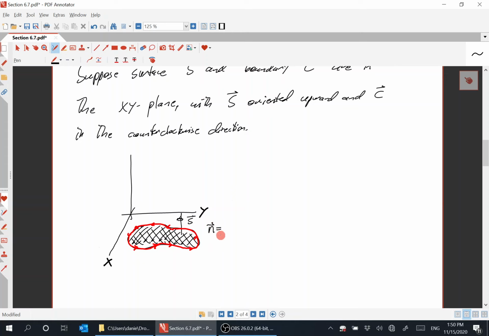Notice that the unit normal vector in this case is just 0, 0, 1. That's the vector that's perpendicular to the surface and it has unit length. Perpendicular to the surface is just in the z direction. So in this case, F is just equal to P, Q, R. And the curl of F is, remember, that 3 by 3 determinant.